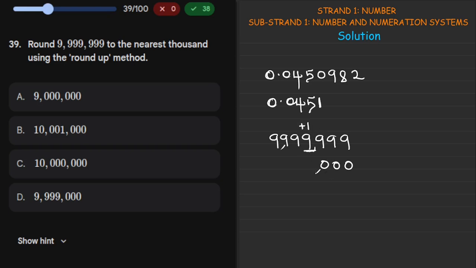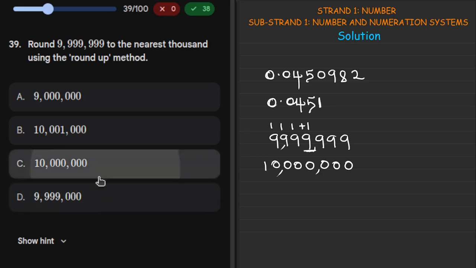So 1 plus 9 gives us a 10. Write a 0 and then carry a 1 here. 1 plus this 9 also gives us a 10. We write a 0, then also carry a 1 here. This also gives us a 10, and then this also gives us a 10. So instead of rounding up to the nearest 1000, you see the result it has come to. That is 10 million.